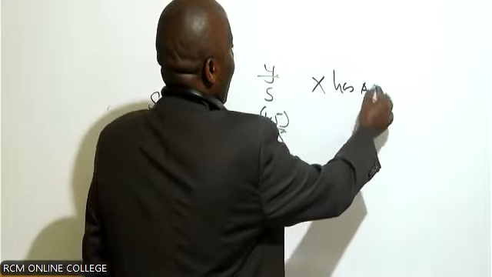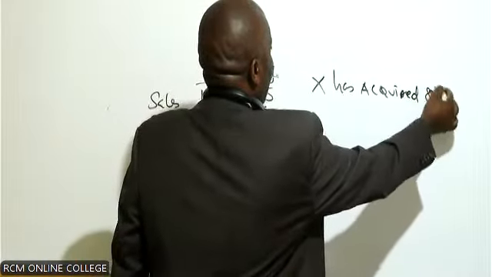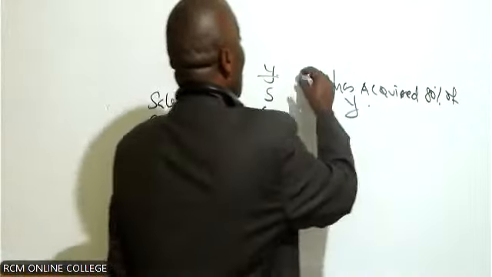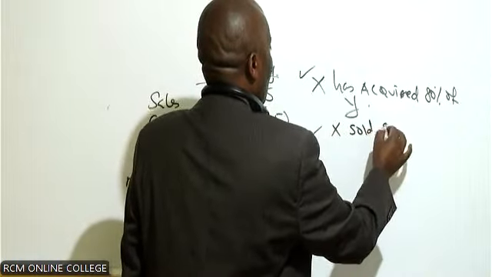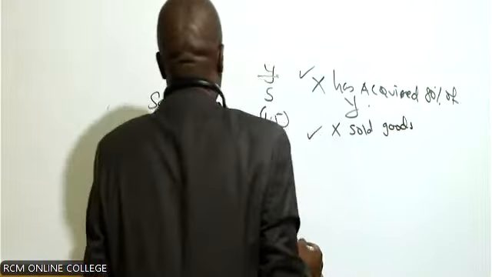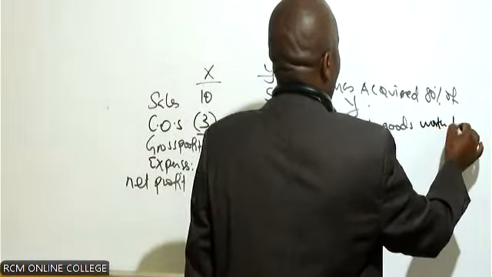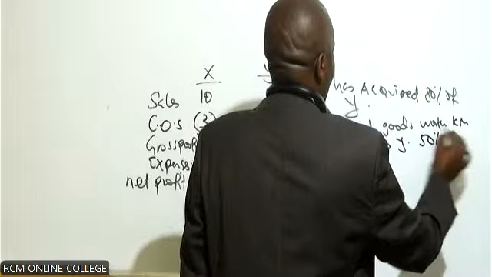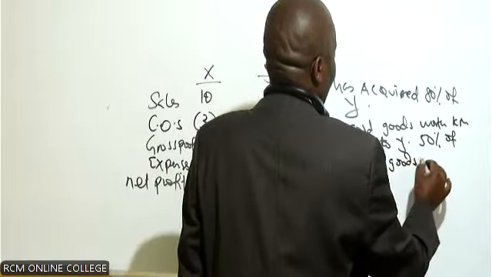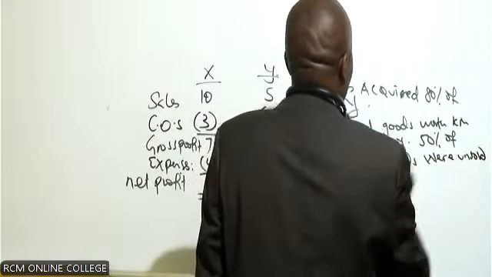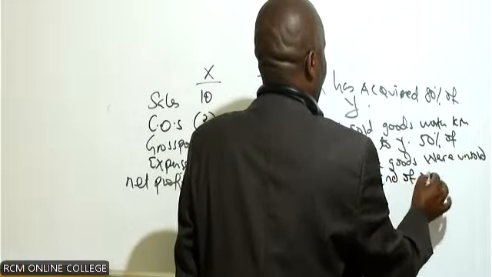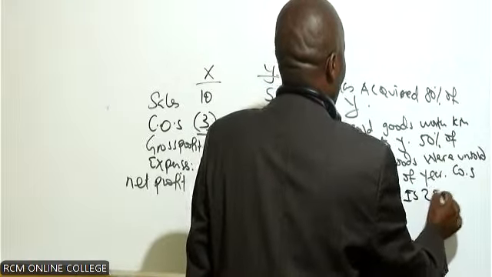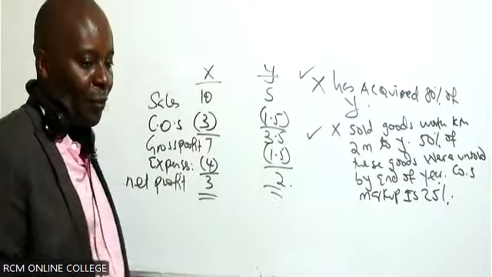X has acquired 80% of Y. That is number one. And then in the year, X sold goods worth Kenya shillings 2 million to Y. 50% of these goods were unsold by end of the year. The company's markup is 25%.